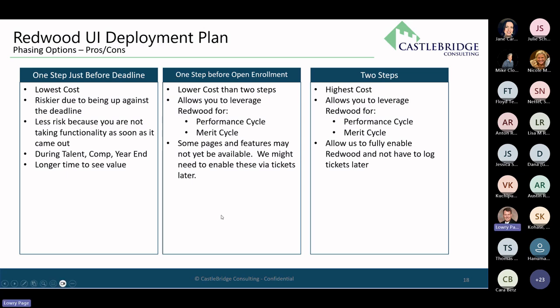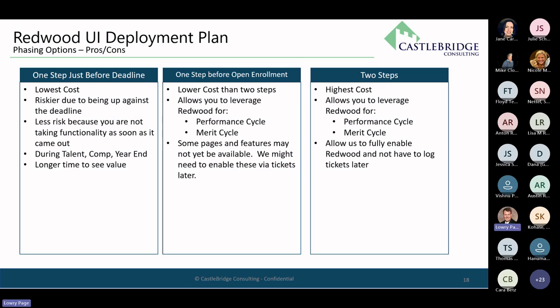The next timeline that I showed you is one step before open enrollment, or one step ahead of your peak cycles for the year. It's lower cost than two steps. It allows you to leverage Redwood UI for some of those peak cycles this year. So you get that value of the new UI in those cycles.